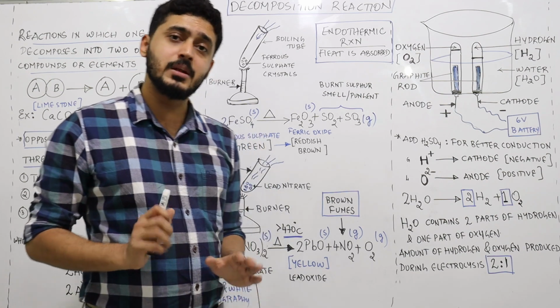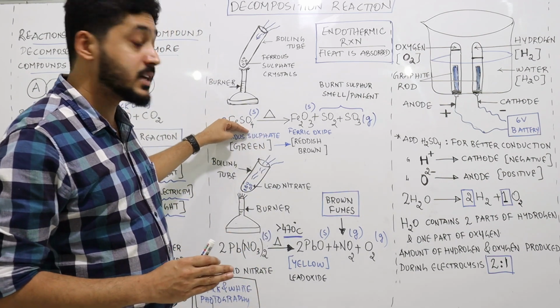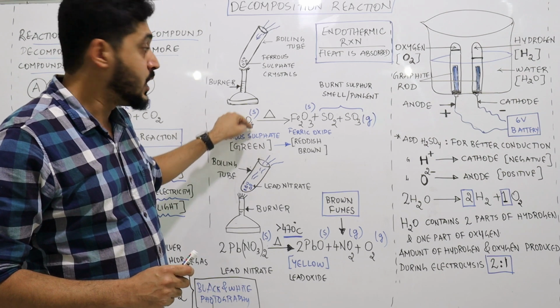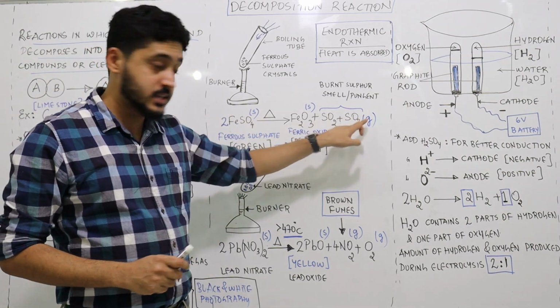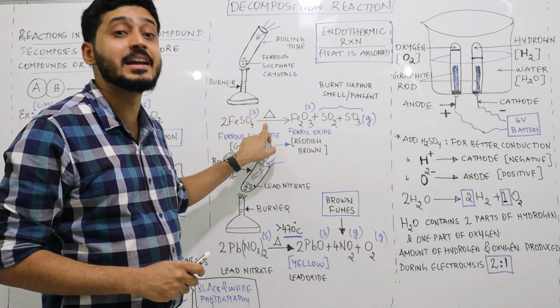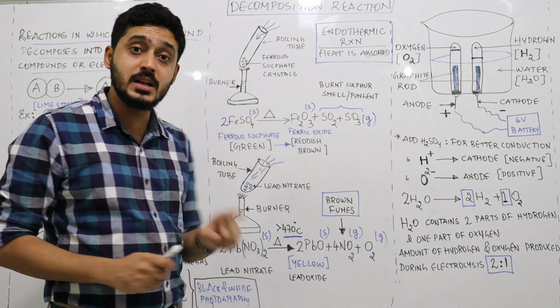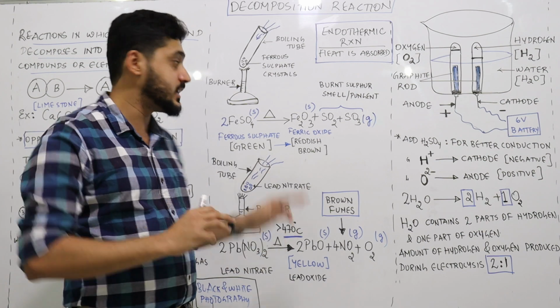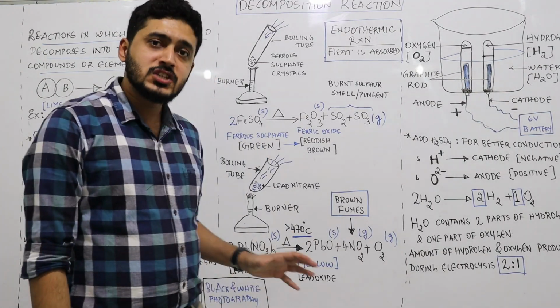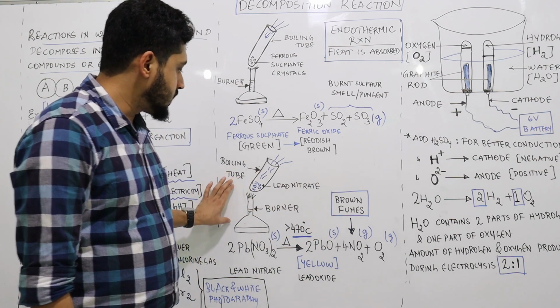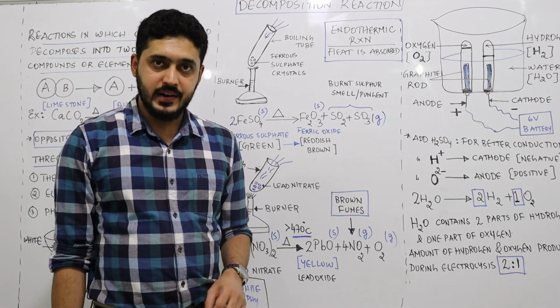When you smell that pungent or burnt sulfur smell, you have to understand that sulfur dioxide and sulfur trioxide gases are getting liberated. Now this is a thermolytic decomposition reaction where ferrous sulfate crystals are getting converted to 2 or more products when you give heat. I have written this delta symbol, meaning that heat is given. This delta symbol indicates heat.